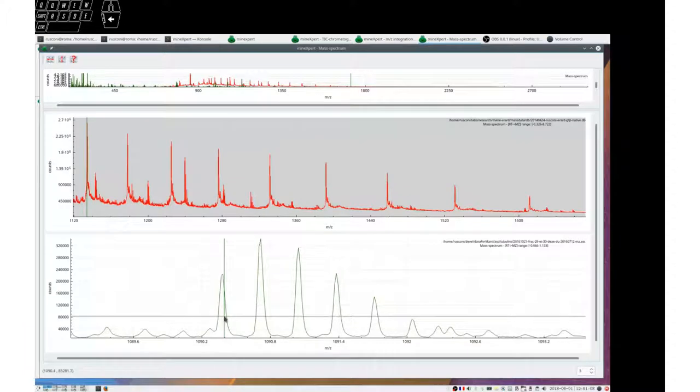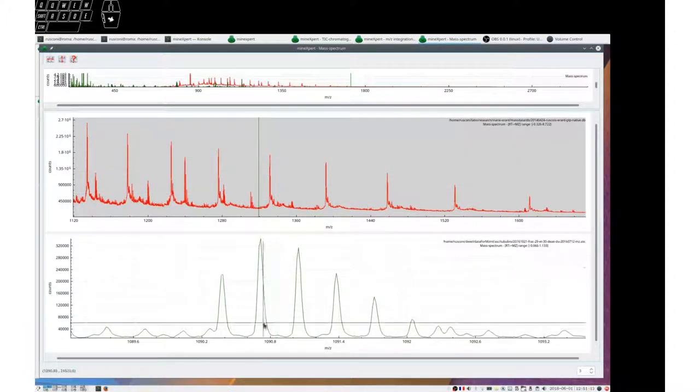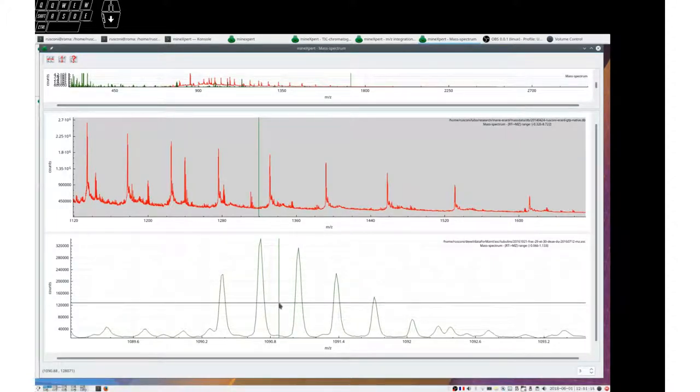Of course, in both situations, charge state envelope and isotopic cluster, it is taken for granted that the charging agent is the proton. In future versions, if there are requests for this, I will implement the possibility to define if it is cationization, protonation, or whatever. This is it.